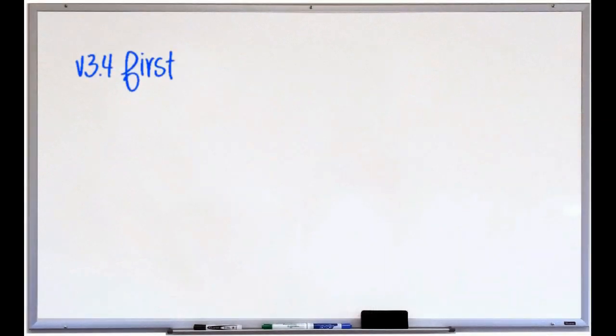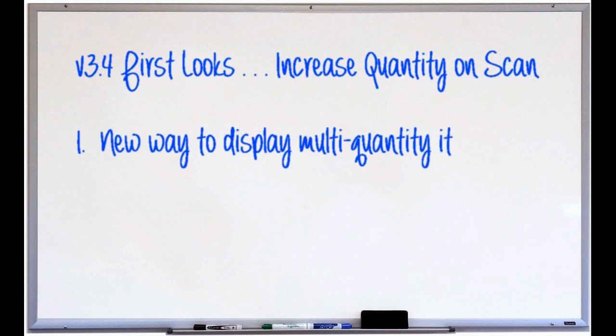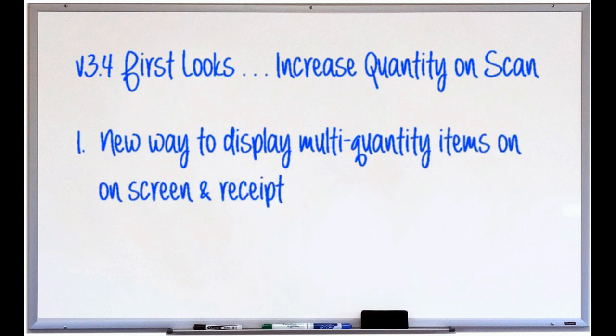Hey guys, in this week's tip, we're going to continue with our series of taking a look at some of the new features in SMS version 3.4. On tap this week, it's called Increase Quantity on Scan, and it's a nifty little tool to display multi-quantity items differently on the screen and on the receipt.